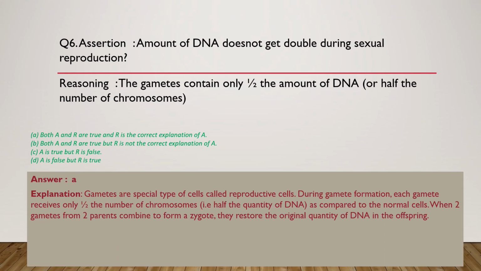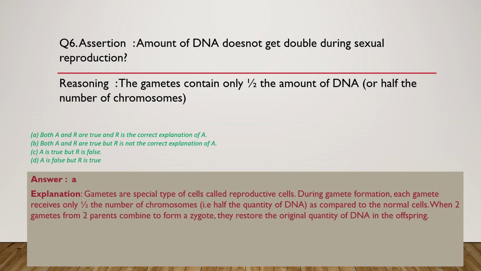Assertion: the amount of DNA does not get doubled during sexual reproduction. This is correct. Reasoning: the gametes contain only half the amount of DNA or half the number of chromosomes. This is also correct, and this is the correct explanation for A. That is because gametes are a special type of cells, and during gamete formation, each gamete receives only half the number of chromosomes as that of the parent cell.